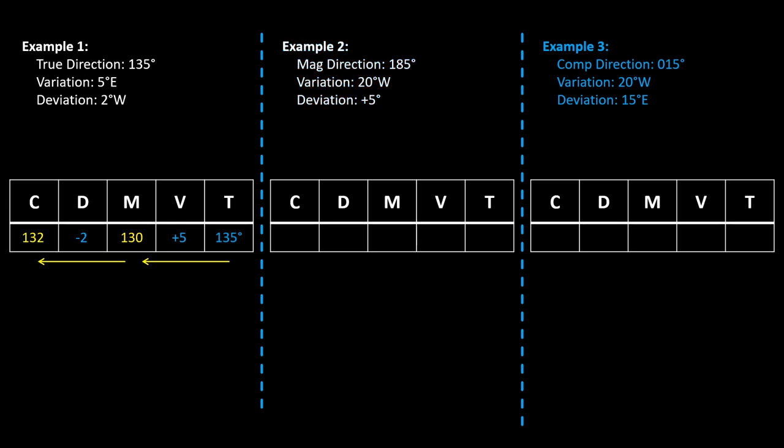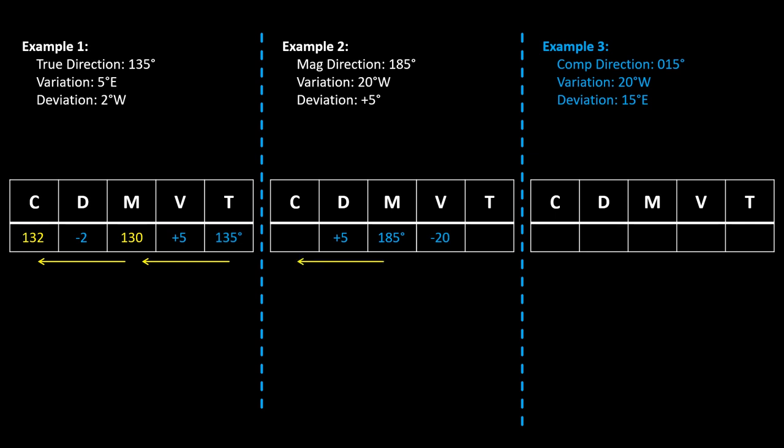Example 2. Fill up the table with the appropriate value. Since magnetic direction is in the middle and we have both deviation and variation, we can calculate true direction or compass direction without particular order. For this example, I will calculate compass direction first.